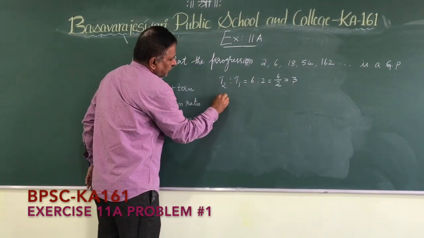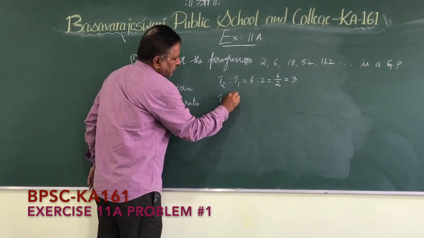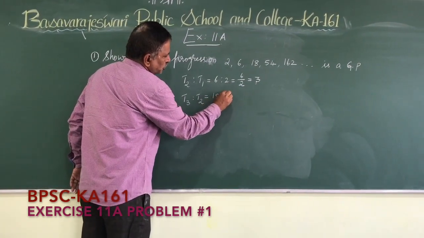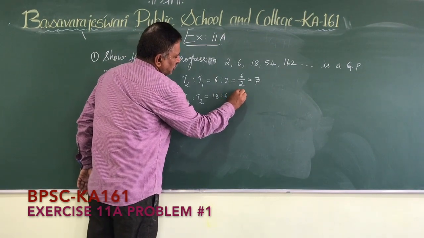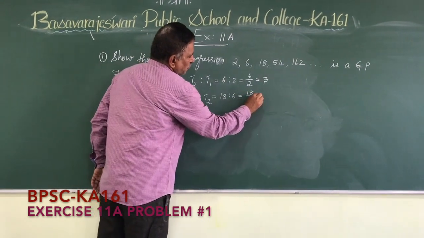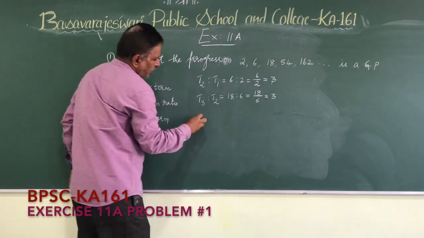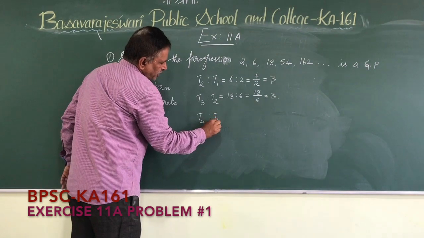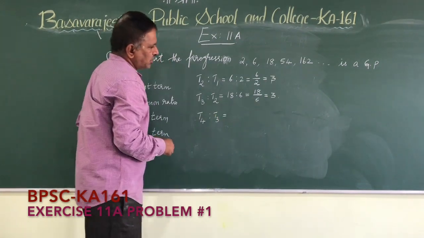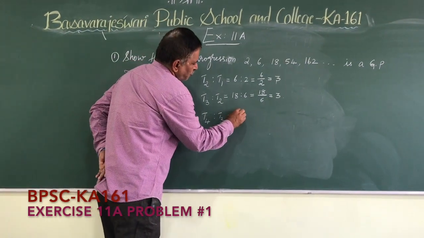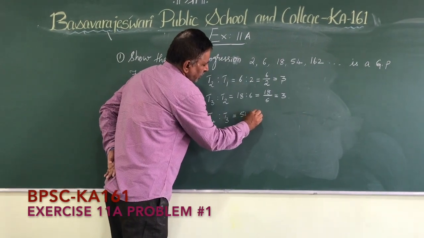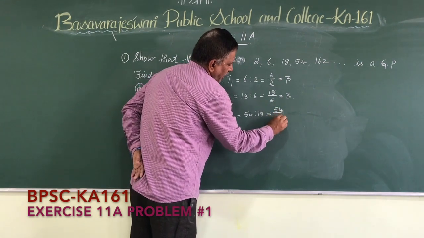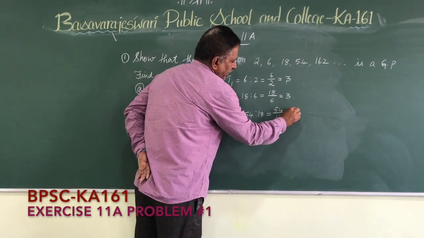Next, third term to that of the second term. What is the third term here? 18 is to 6. So this is equal to 18 by 6, which is equal to 3. Next, the ratio of fourth term to third term. What is the fourth term? 54. What is the third term? 18. So 54 by 18. Again, 18 one time, 18 three times, so 3.